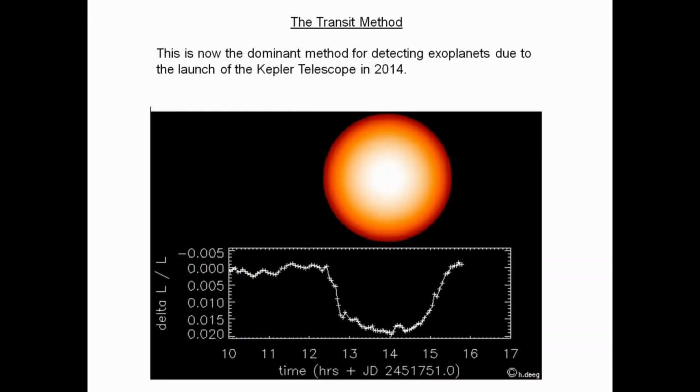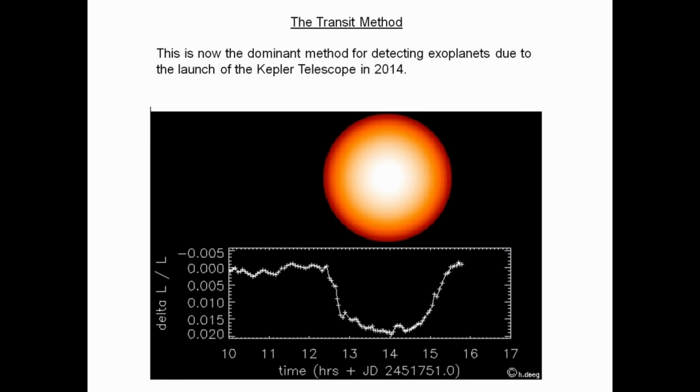So the first method we're going to look at is the transit method, and this is now the dominant method for detecting exoplanets. And as I said, the Kepler telescope, launched in 2014 with its main purpose being detecting exoplanets, has made detection a lot more reliable. And what you can see on the graph is the transit of an exoplanet across the star, and how the luminosity of the star changes, I should say.